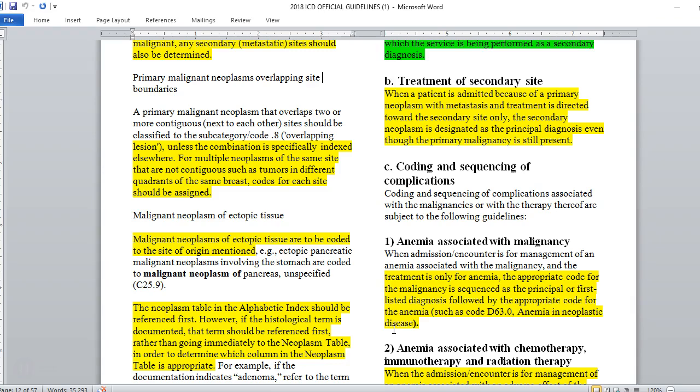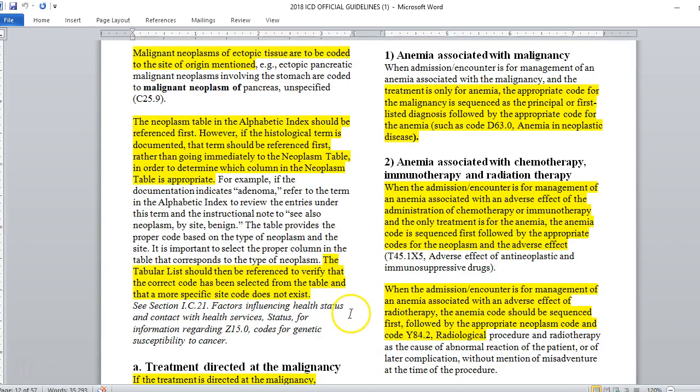Okay, so now let's talk about how do we even find these codes, and then we'll go through the rest of the guidelines. Okay, so the neoplasm table and the alphabetic index should be referenced first. So at the end of our alphabetic index, we have our drug and chemical table, and then we have our neoplasm table. So the first thing we should be doing is going to the neoplasm table. However, if the histological term is documented, that term should be referenced first rather than going immediately to the neoplasm table in order to determine which column in the neoplasm table is appropriate.